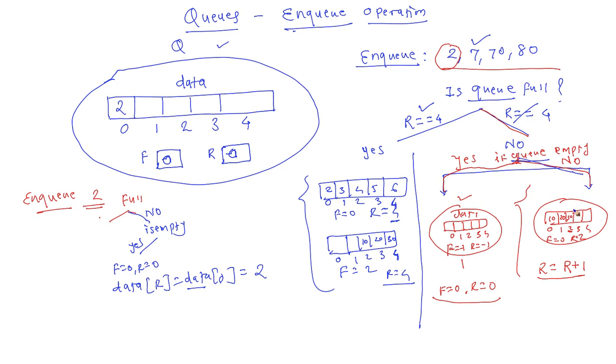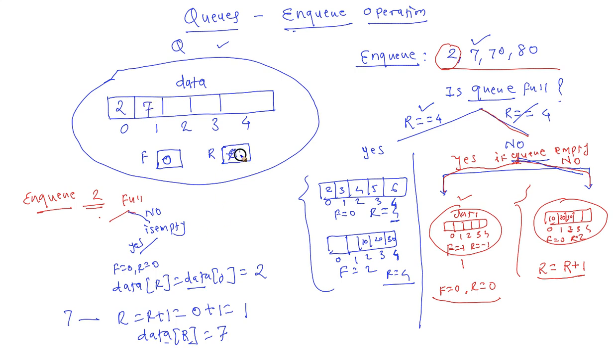And if the queue is not empty, that means it's partially full. The next NQ, or next insertion, should happen at R plus 1. So for inserting 7, R equals R plus 1. R is 0, 0 plus 1 is 1. So then I go to data of 1 and I insert 7 there. Data means the data array, data of R in fact. Because R is 1, data of R equal to 7.